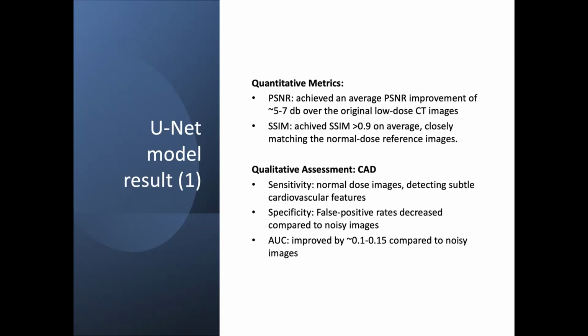And in terms of clinical performance, the CAD system tested on the UNet denoised images showed that sensitivity for detecting subtle cardiovascular features approached that on normal dose images. Specificity also improved, with a reduced false positive rate compared to noisy low dose images, indicating that UNet denoised images did not introduce false structures or artifacts. And finally, the AUC improved by 0.1 to 0.15 compared to noisy images, confirming an overall enhancement in diagnostic performance when using UNet to denoise cardiovascular CT images.